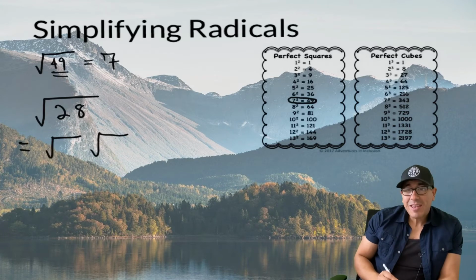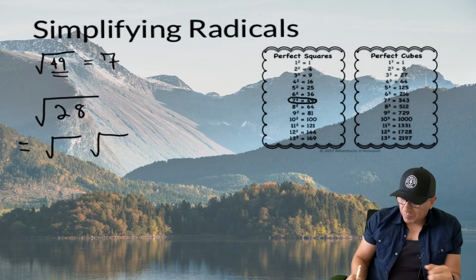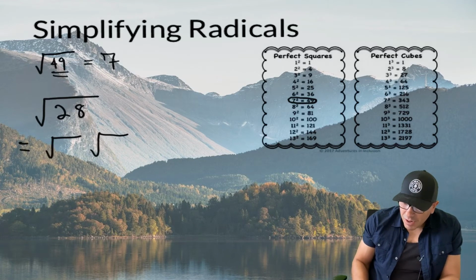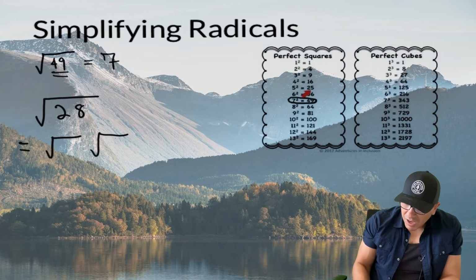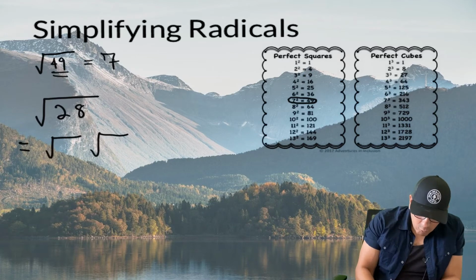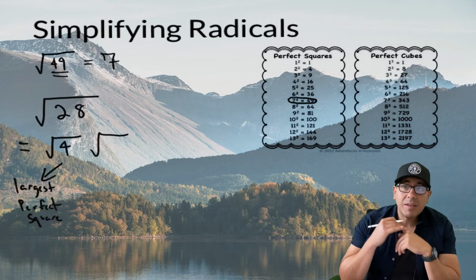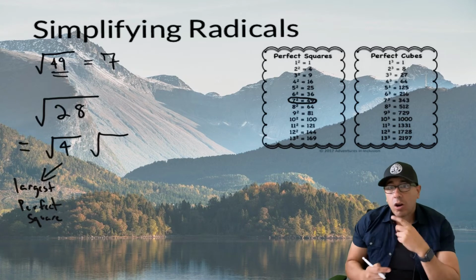All right, so 28, you go, what number times another number gives me 28? But here's the catch. The very first number you use, you want it to be the largest one of these perfect squares. So I do 28 divided by 25, not happening. Divided by 16, not happening. Divided by 9, not happening. 4. So this 4 happens to be, and write this down, the largest perfect square. It can't just be any perfect square. It has to be the biggest, right? Go big or go home.